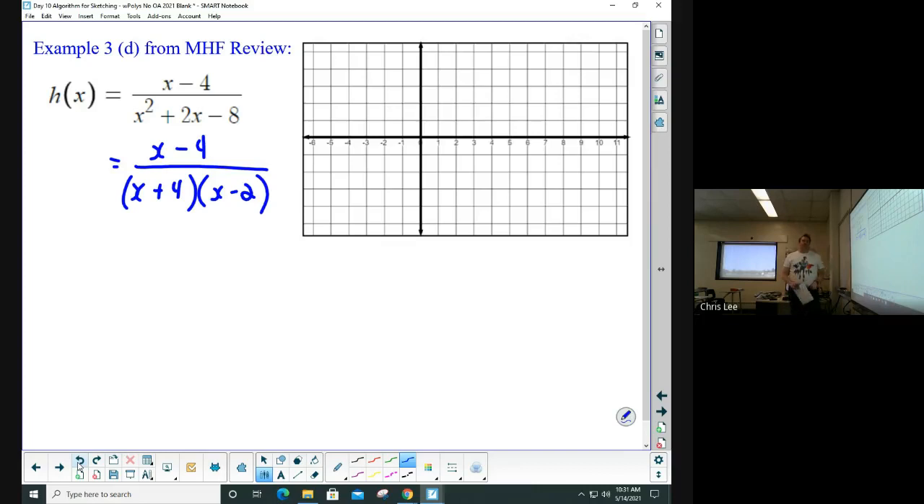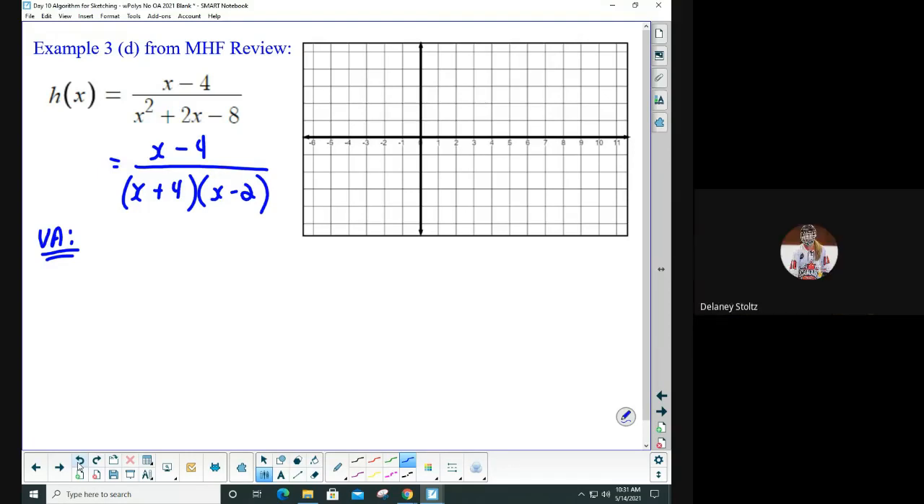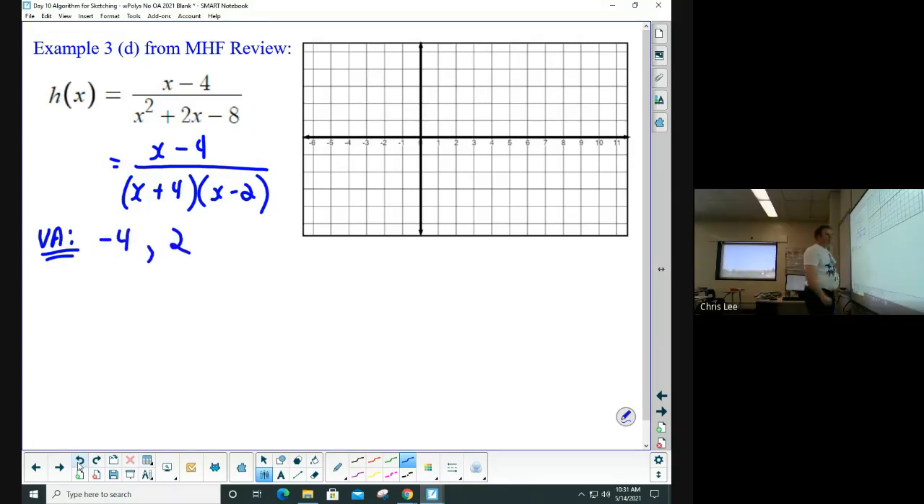All right. So in factored form, we're able to find vertical asymptotes. Let's start with that. Someone tell me the two vertical asymptotes. -4, 2. Good. So one of them is -4 and one of them is 2. We're now going to have to test the limit on both of those. The limit as x approaches -4 from the left, and the limit as x approaches -4 from the right.